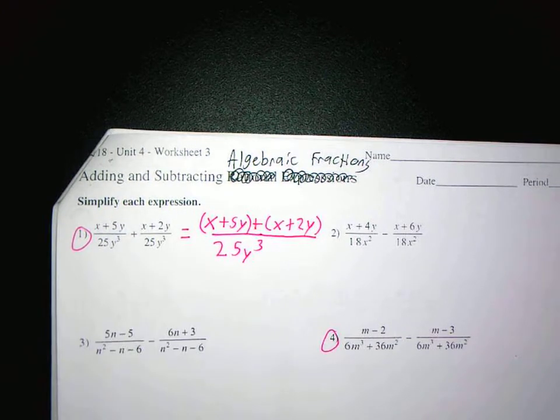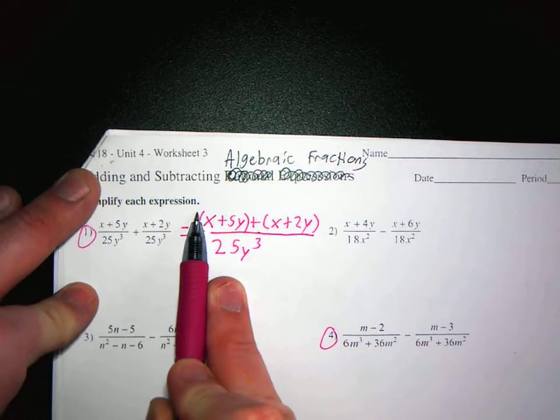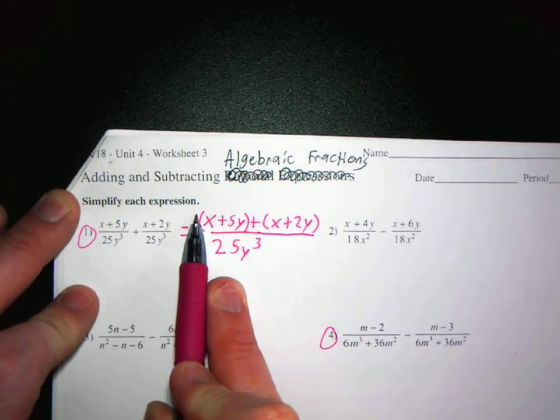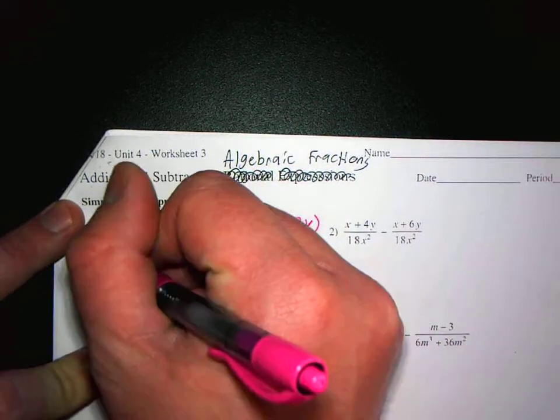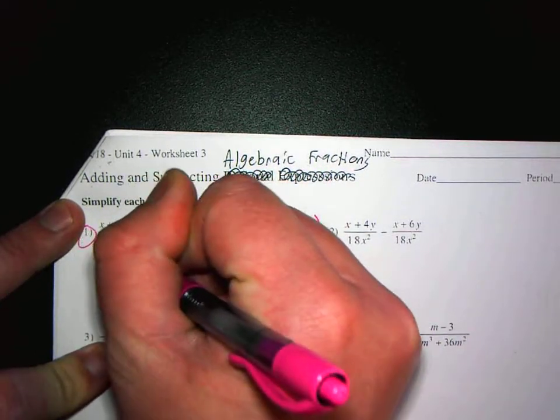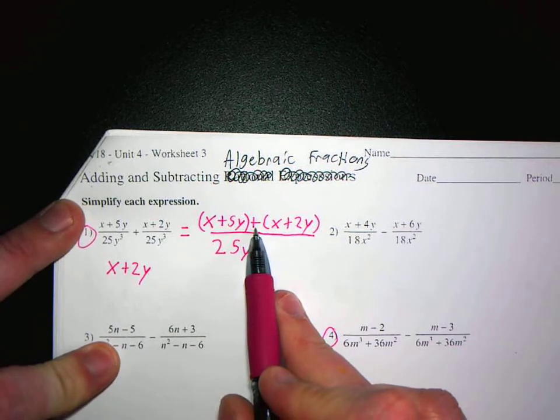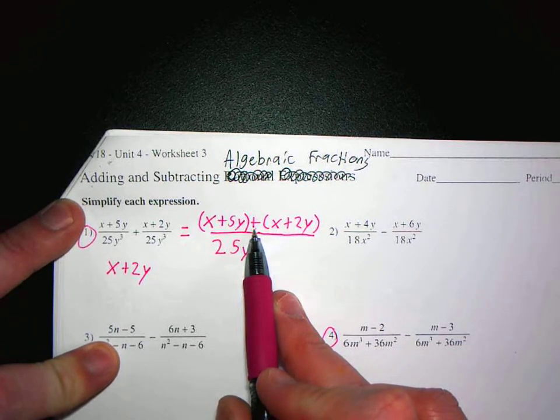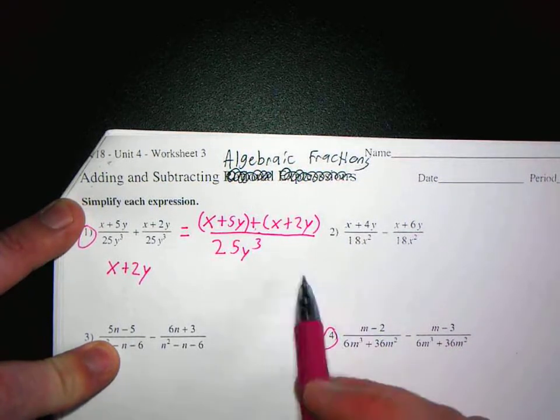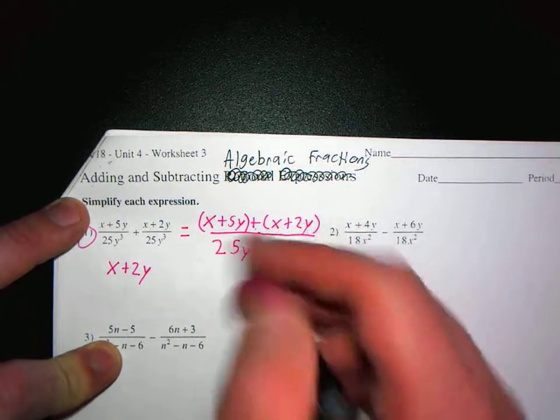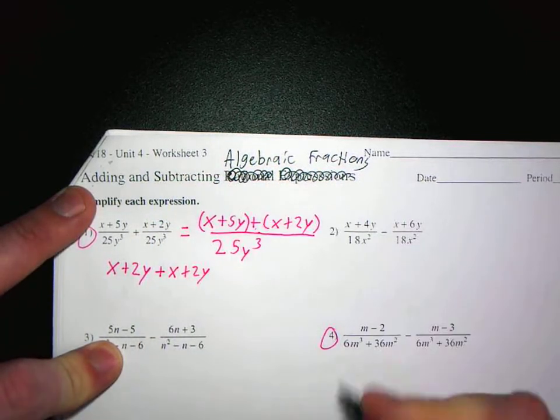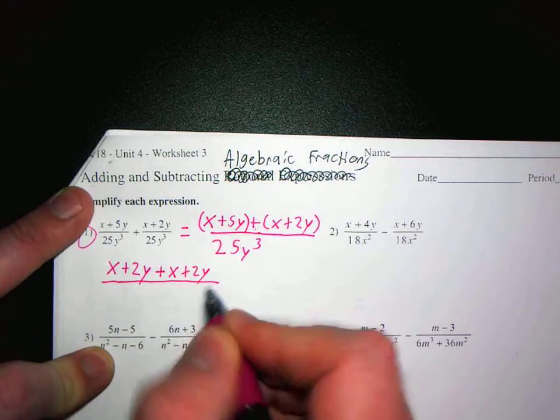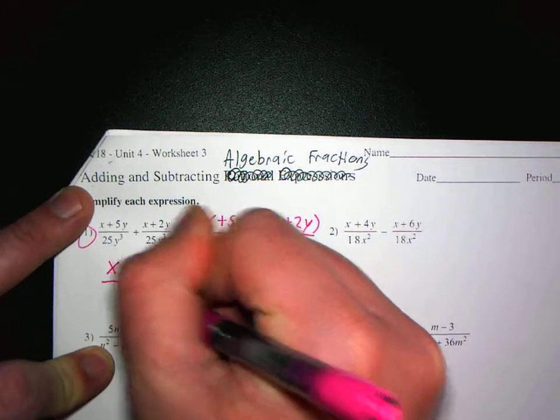Now you may remember from Algebra 1 that if there's no number out in front of the parenthesis, you don't need those parentheses, okay? Because there's nothing to distribute. So I have x plus 2y. And when there's a plus sign outside parentheses, basically you're distributing a 1, which keeps it the same. So you could just write that as plus x plus 2y. And it's all over 25y cubed.